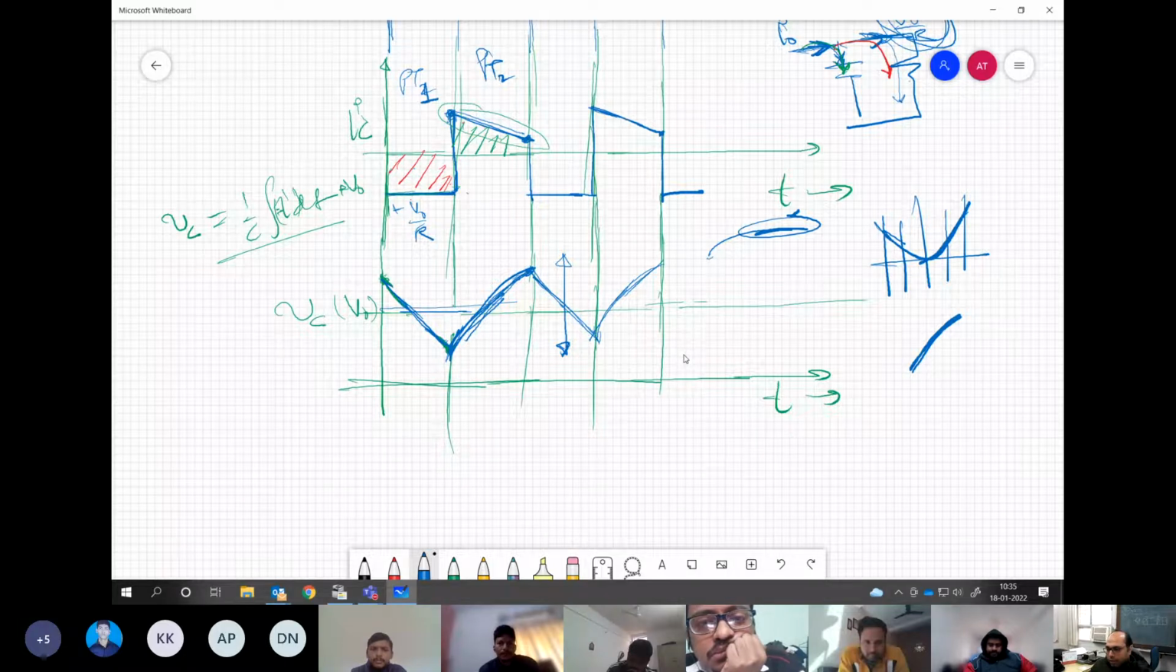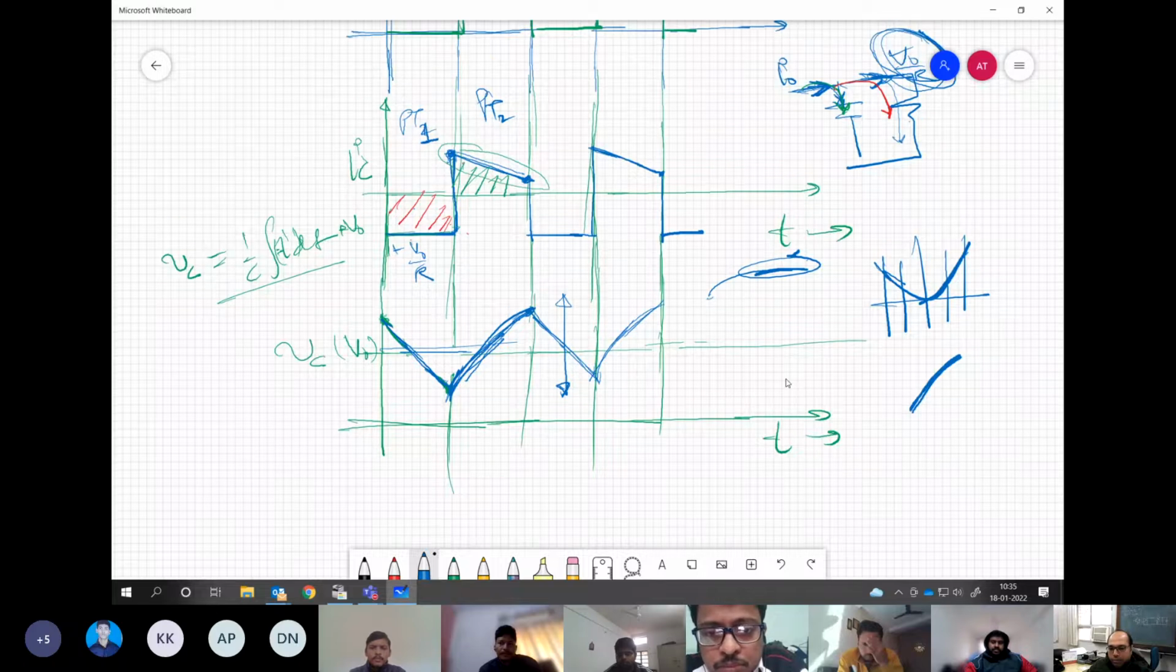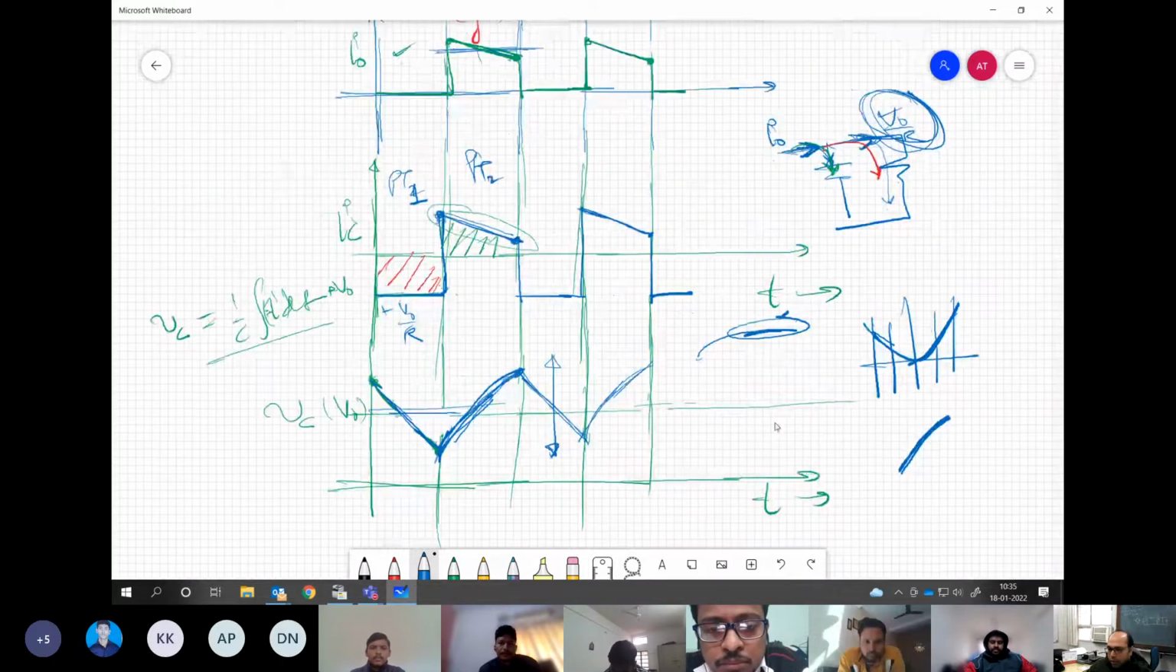You understand the point? Yes, sir. So now will you be able to draw the voltage and current waveforms properly? Yes or no? Yes, sir. And what about people who are sitting with camera off? Any yes or no from your side?